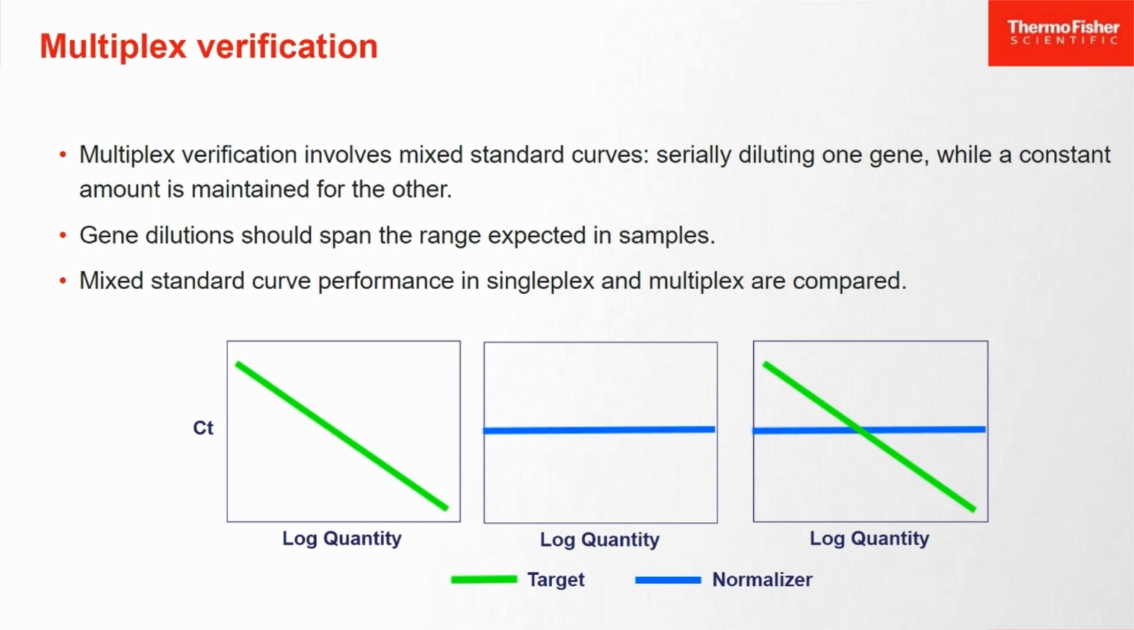Multiplex verification involves mixed standard curves. That is, one target will remain at a fixed concentration while the other target has varying concentration. That was like a standard curve, but you're mixing the two together in various ratios that are those ratios expected in real samples. And we're going to compare the mixed standard curve performance in both singleplex and multiplex. And hopefully we don't see a difference.